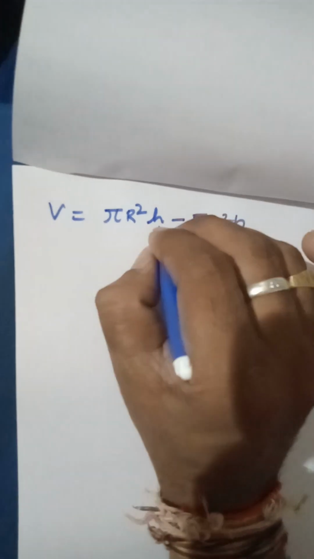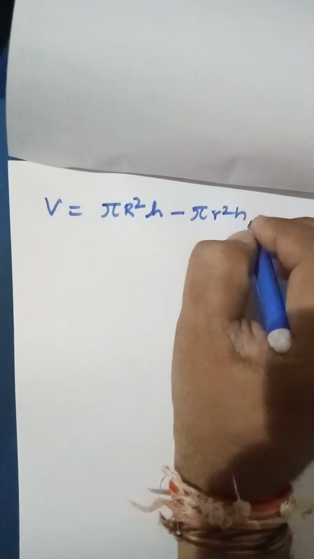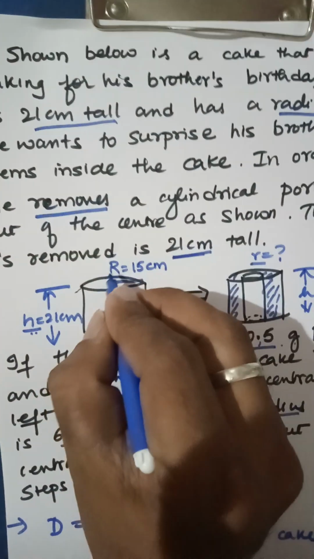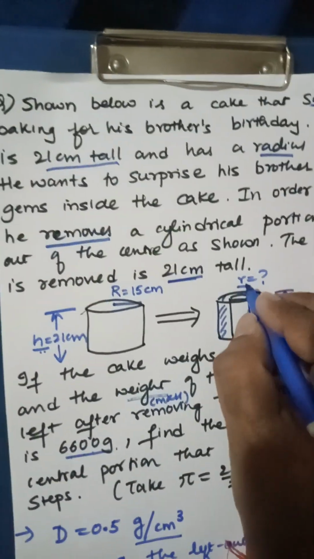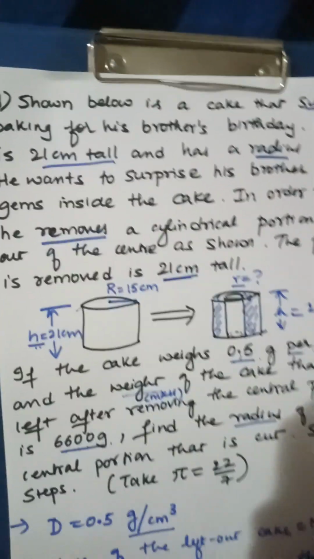As I told before, the outer cylindrical part and the inner cylindrical part both have the same height, and as you can see, I have assumed the radius of the outer cylindrical part as capital R and the radius of the inner cylindrical part or the central portion as small r.